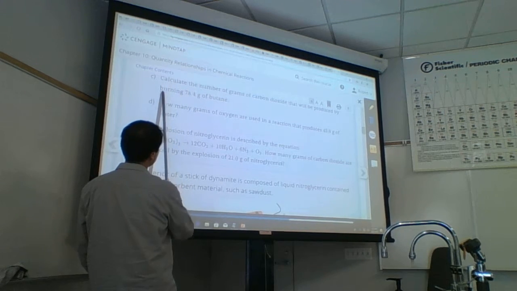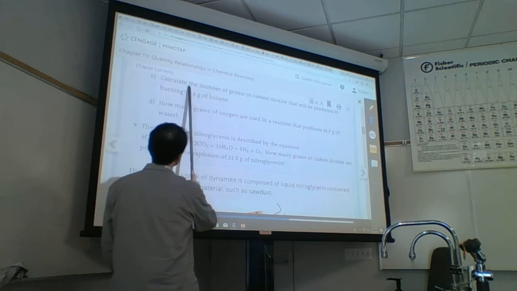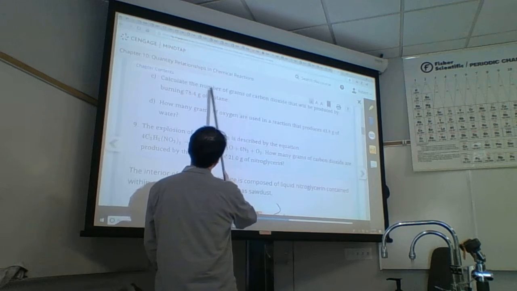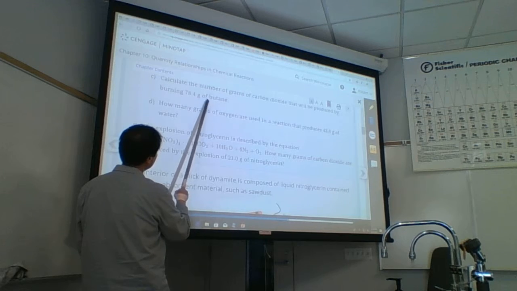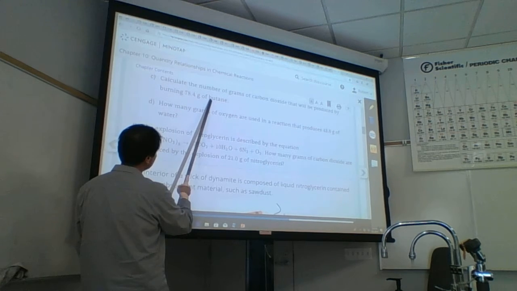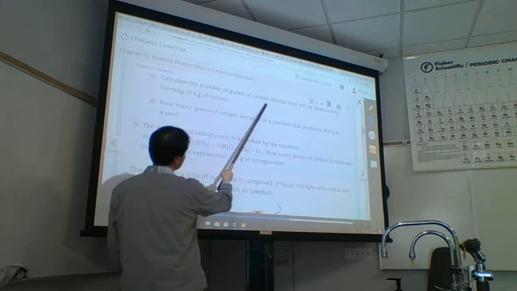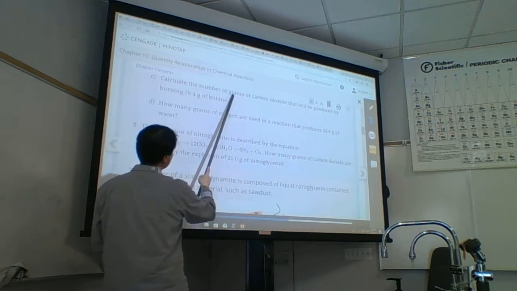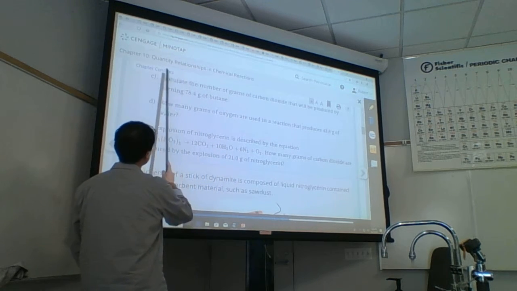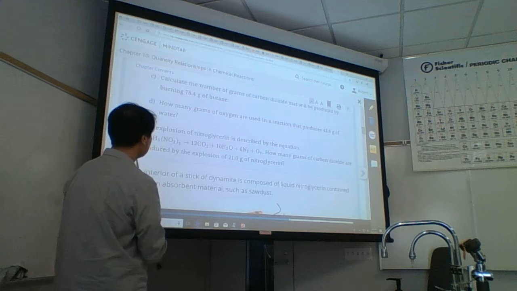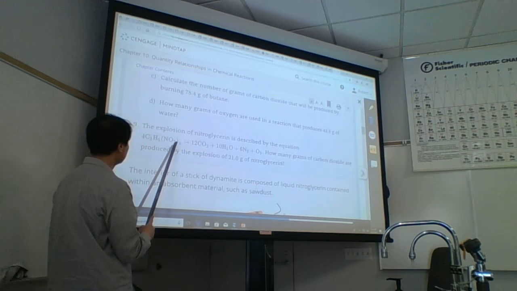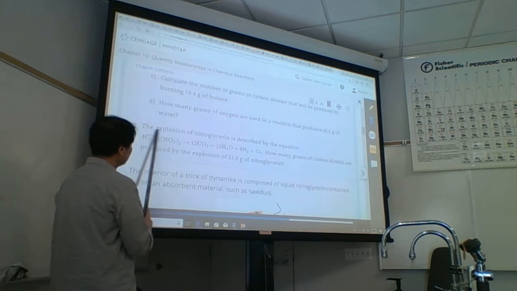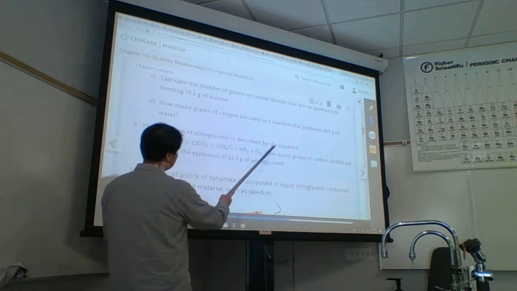Here, C and D are typical stoichiometry problems. This one's typical too. So how many grams of CO2 will be produced by burning 78.4 grams of butane? So we're going to go from grams of butane to moles of butane to moles of carbon dioxide to grams of carbon dioxide. So standard, C and D are standard. Grams of A to moles of A, moles of A to moles of B, moles of B to grams of B type of stoichiometry. Number 9, the explosion of nitroglycerin is described by the equation.